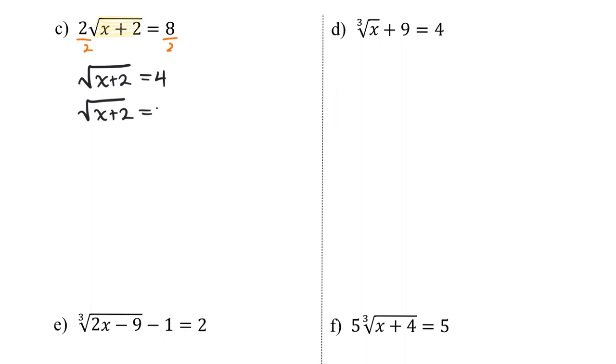I'm just rewriting for notes. Okay, I isolated the radical. Since this is a square root, to cancel a square root, I square both sides. The squared and the square root cancel. And then 4 to the second power is 16. And then I'll go ahead and minus the 2 over. So I get x is 14.